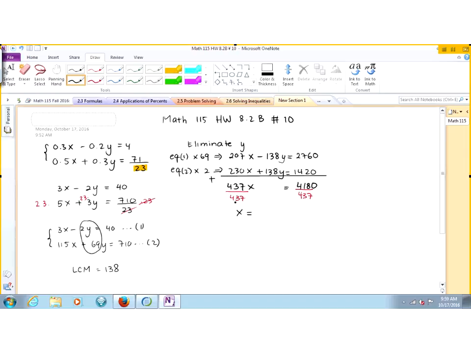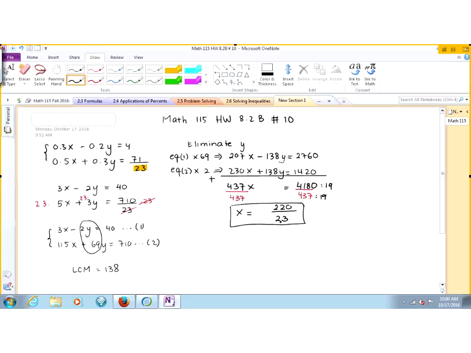Okay. Is it divisible by 19? Because 437 is 23 times 19. So is 4180 divisible by 19? Oh, okay. So divide by 19. So this is 220 over 23. All right. So this is your x. Cool.